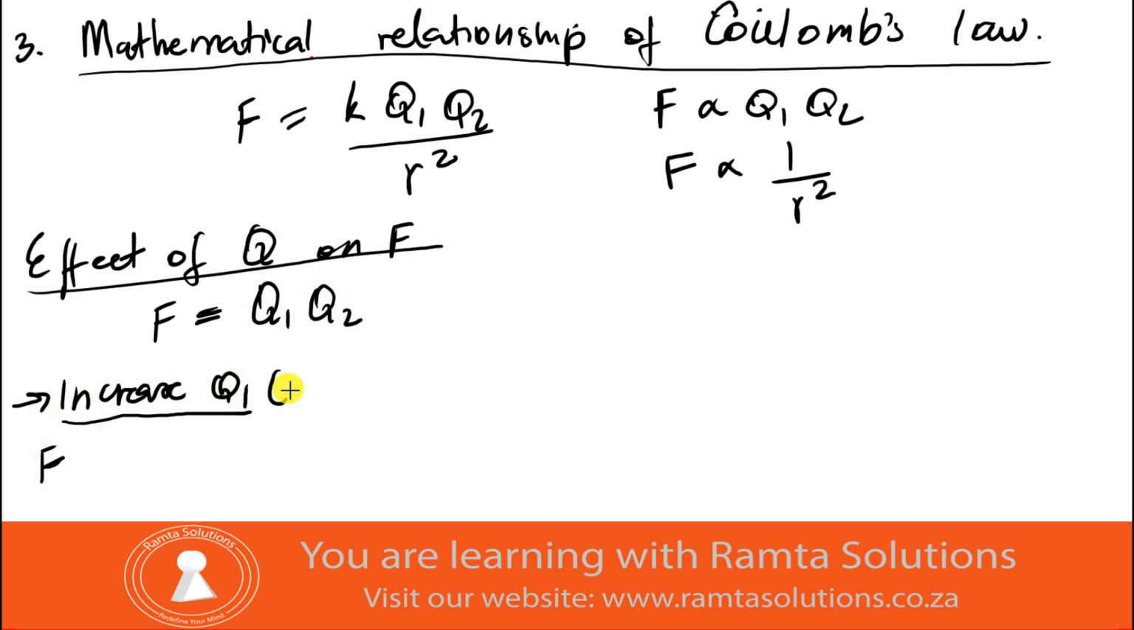Let's say you double Q1. So Q1 will be twice what it used to be, and obviously Q2 was constant. So what does this mean? This means the new force is double what it used to be, right? So the new force is 2 times the old. So when you double the charge, the force is doubled.